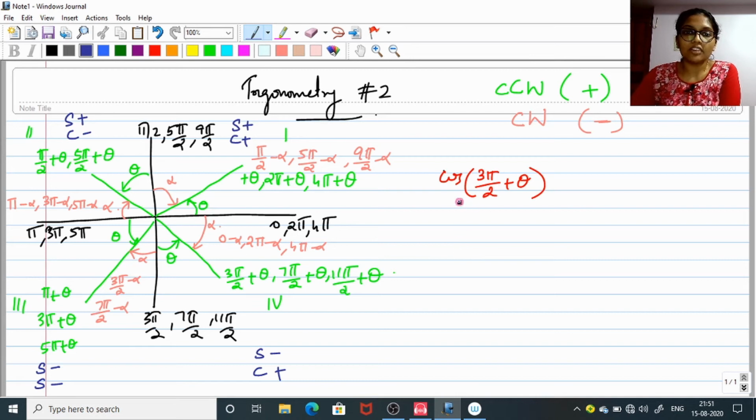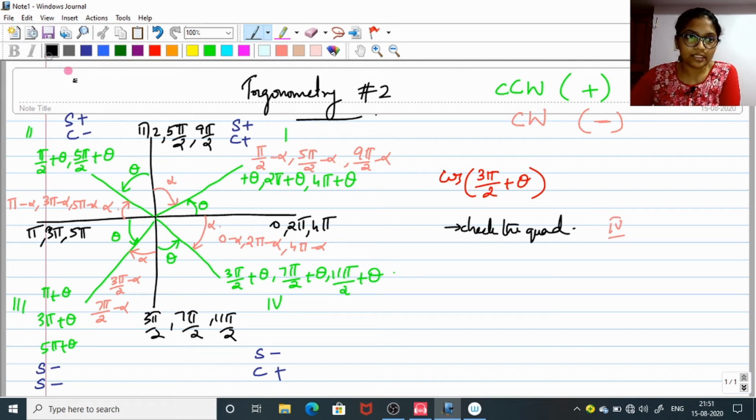Anyway, let us check out how to get the value for cos 3 pi by 2 plus theta. I am giving you the general steps. First step is to check the quadrant, which quadrant this angle lies under. That is the first rule. Which means 3 pi by 2 plus theta is lying under the fourth quadrant. So our answer is the fourth quadrant here.